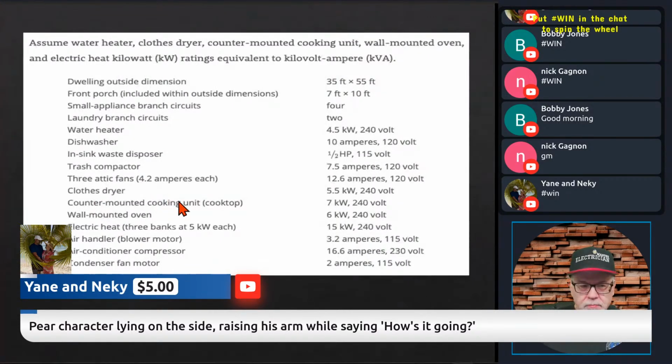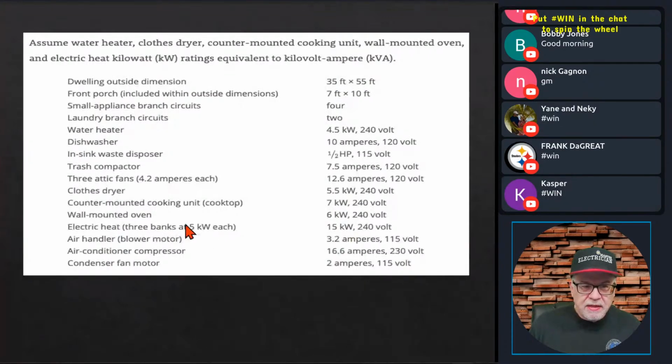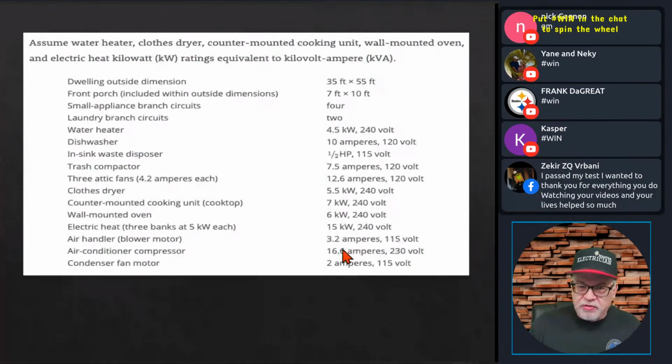All right. Where are we at? Okay. Next, the wall-mounted oven is 6 kW. We got the 15 kW, which is our 3 heat. There we go. We've got the air handler. We got the air conditioning compressor, and we got a condensing fan motor. So we got all the goodies. So we did our math.